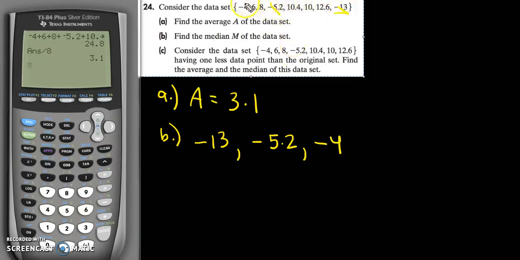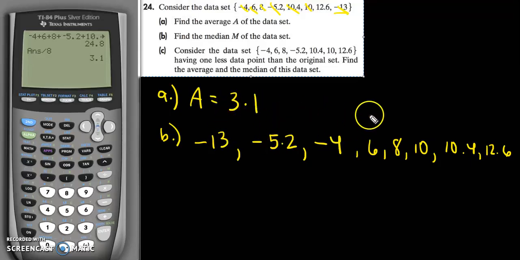And you can do something like crossing them off as you get them. Okay, so then what's the next biggest on the positive side? It looks like 6, then 8, then 10. So 6, 8, 10, and then 10.4, then 12.6. And make sure I got 1, 2, 3, 4, 5, 6, 7, 8 numbers.